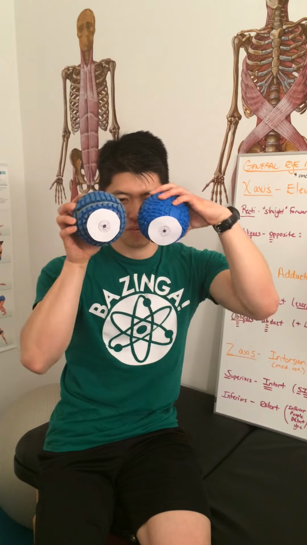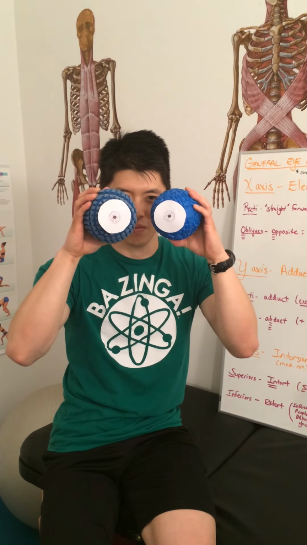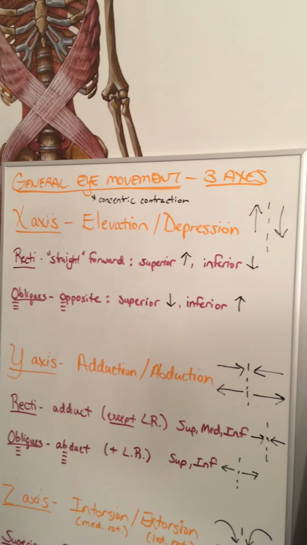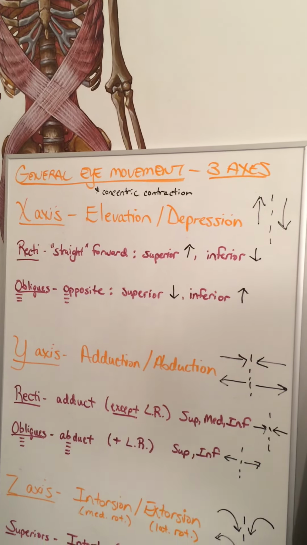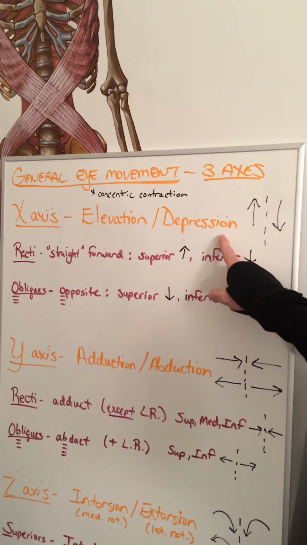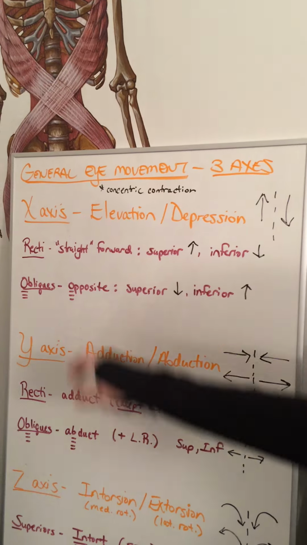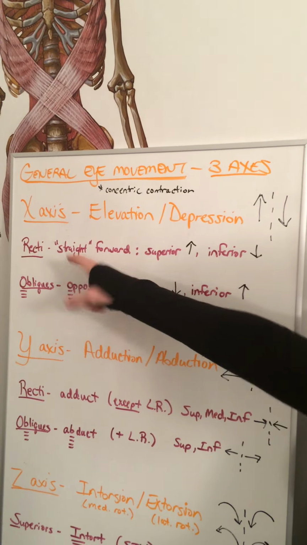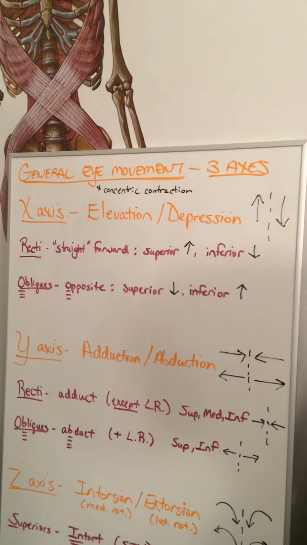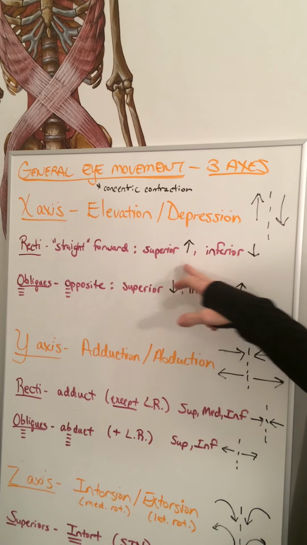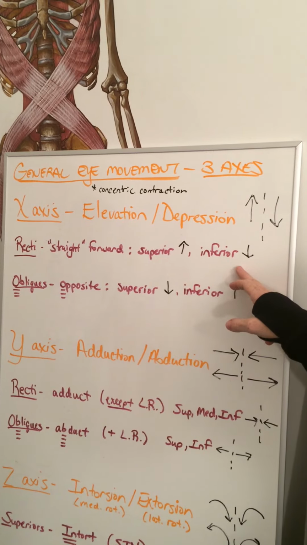Very good. So if we were to close up on this right here, and give Kento a break, you can see a little chart that you can actually freeze frame for yourself and learn. On the x-axis, elevation and depression occur, and the way you can remember what muscles do what is that the recti muscles are straight forward. Rectus means straight, which means the superiors do what you think they'll do. They'll elevate on the x-axis, and they'll depress on the x-axis.